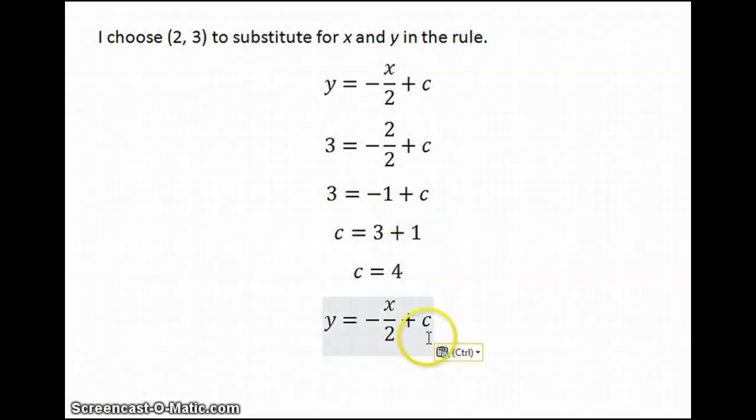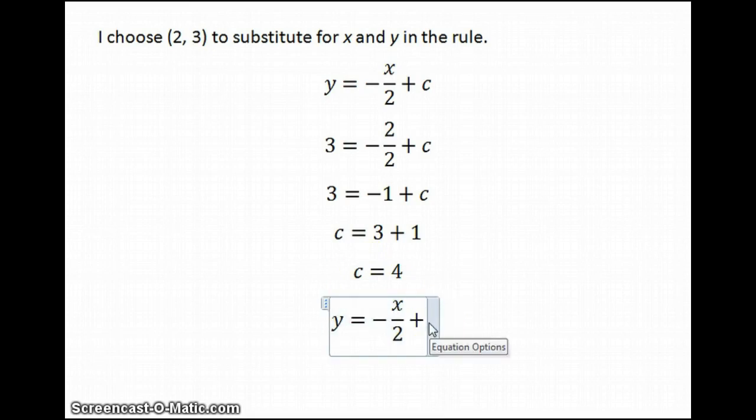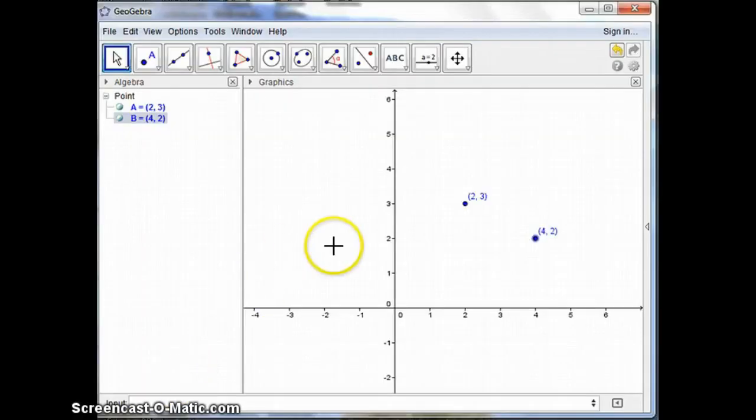Okay, so finally we just put what we know totally into the rule, and we have y equals minus x over 2 plus 4. Okay, it's always a good idea to see if we're right. Here I've put in the 2 points that we started with on Algebra. And now I'm going to type in the rule that we think is the right equation that goes through them.